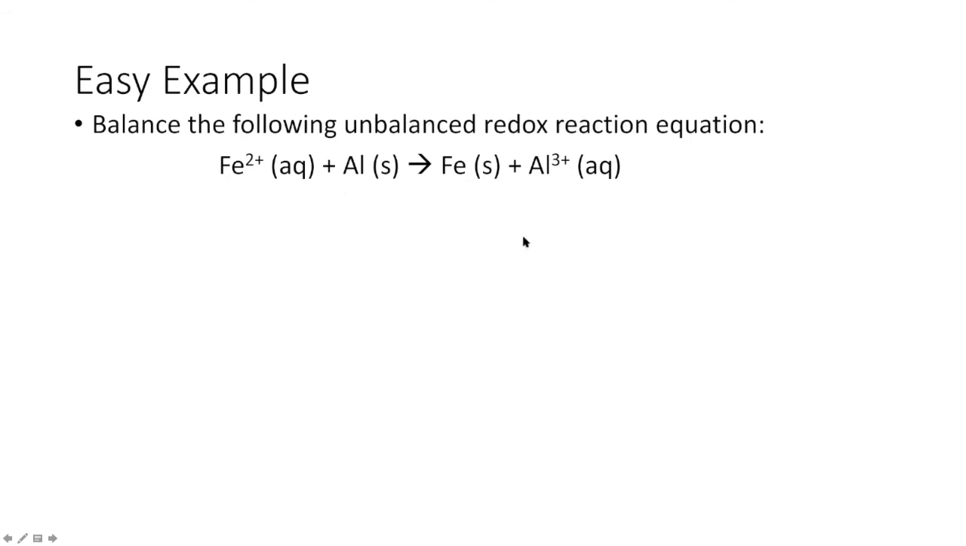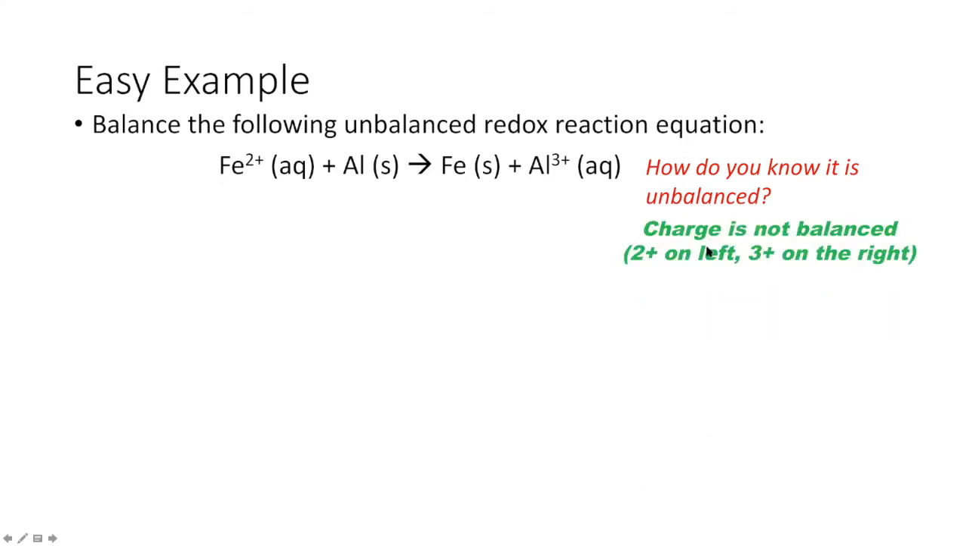Now, the first question is, how do you even know that it's unbalanced? It looks pretty balanced. I've got one iron, one aluminum, one aluminum. So on the surface, it looks like it's balanced, but it is not. The way in which you can tell is because there's not charge balance. Remember from Chem 1 that you not only balance the atoms, but you also have to balance the charge. And in this reaction, I've got a +2 charge on the left, but I have a +3 charge on the right. So the charge is not balanced. That's what gives it away.